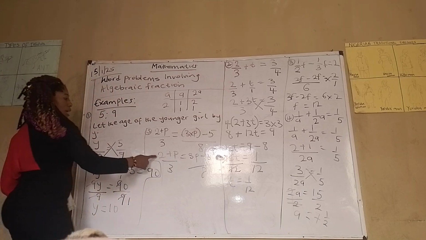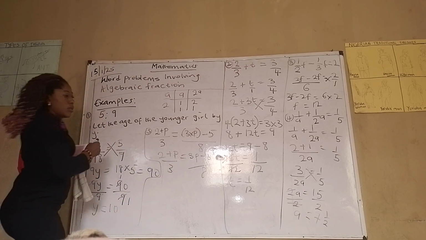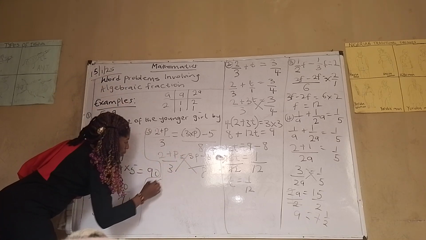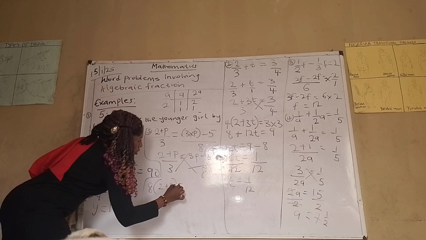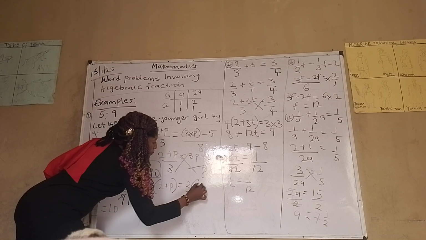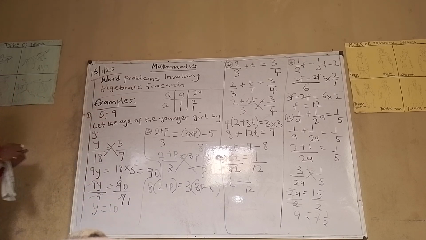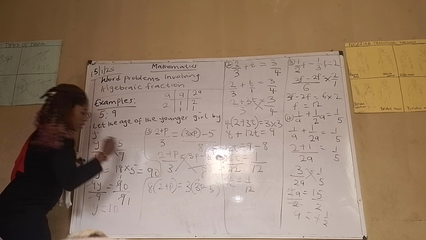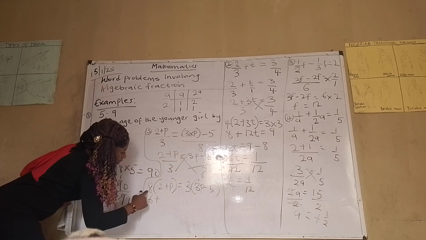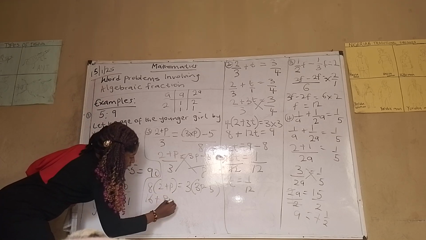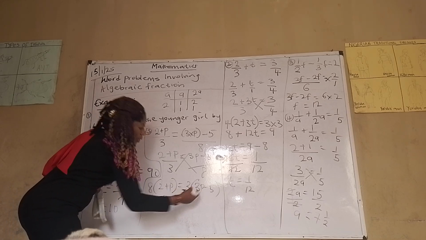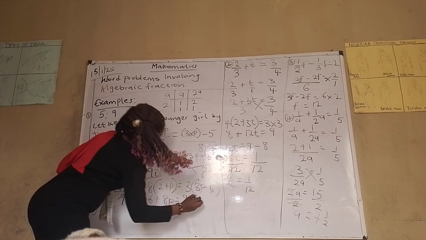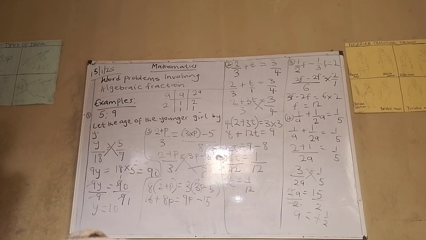We cannot add these two together. We can only times 3. So what do we do? Cross multiply. When we cross multiply, 8 will be multiplying 2 plus P, which is equal to 3 multiplying 3P minus 5. Look at it very well. Any problem? 8 times 2 will give us 16, plus 8 times P, 8P, equals 3 times 3P, 9P, minus 3 times 5, 15. So what else do we do?